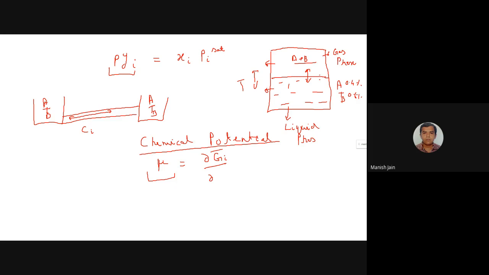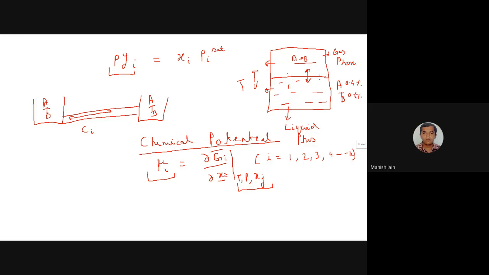So dG, this is the Gibbs free energy, by dxi, where xi is the ith component. Suppose i represents the number of components in the mixture, 1, 2, 3, 4, 5 up to n, at constant temperature, at constant pressure, at constant xj's. So basically chemical potential represents how much the Gibbs free energy will change when you change the concentration of component i, when other properties like temperature, pressure, and the mole fraction of the other components are constant. Okay, that is the chemical potential.